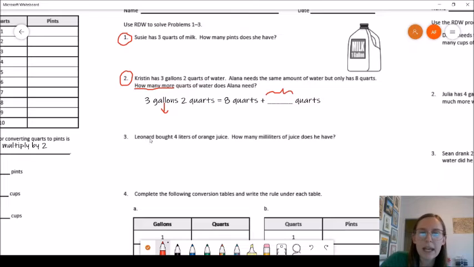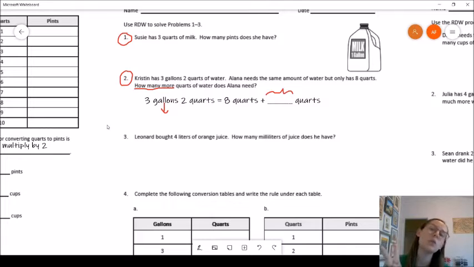And you can do more if you would like. If we look down at question 3, liters and milliliters, remember that milli means 1,000th of something. So it takes 1,000 milliliters to make a liter. So keep that in mind if you choose to do more problems and go on to milliliters and liters. We learned about that back in Module 2 when we did our metric unit conversions.